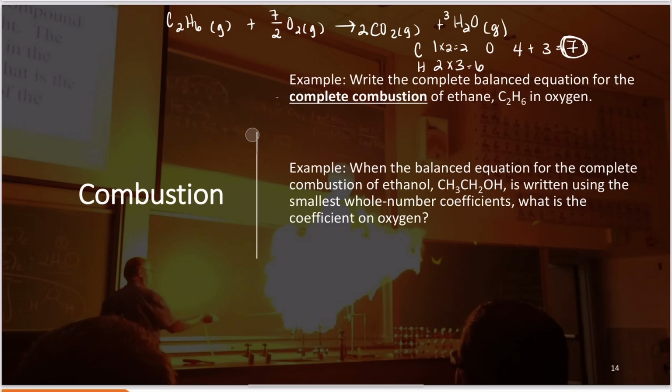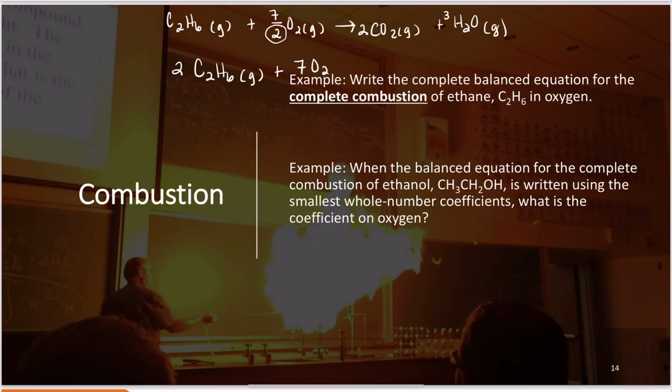What I'm going to do, now that I have it in fractional form, and it is in fact balanced, is multiply through the whole reaction by 2 to undo this factor. 2 C2H6, 7 O2, 4 CO2, and 6 H2O.